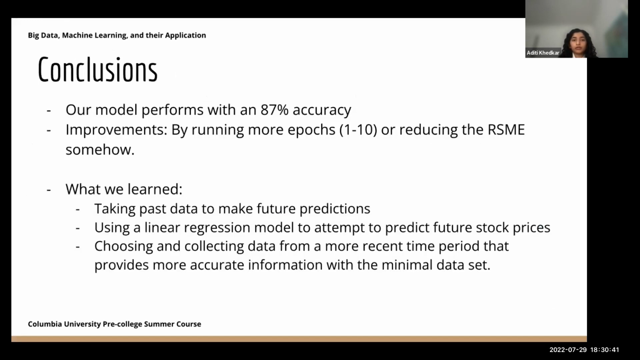Our conclusions are that our model performed with an 87% accuracy, but we could have improved it by running more epochs or reducing the RMSE somehow. We learned how to take past data to make future predictions and how to use the linear regression model to predict future stock prices. Choosing and collecting data from a more recent time period provides more accurate information with a minimal data set.